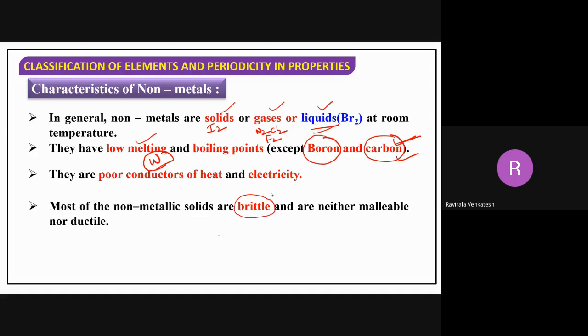But if you break plastic, we'll get different shapes. But if you crush the sugar, all particles will have the same shapes only. So they cannot be called malleability. They cannot be called ductility. These you don't have for the non-metallic character.